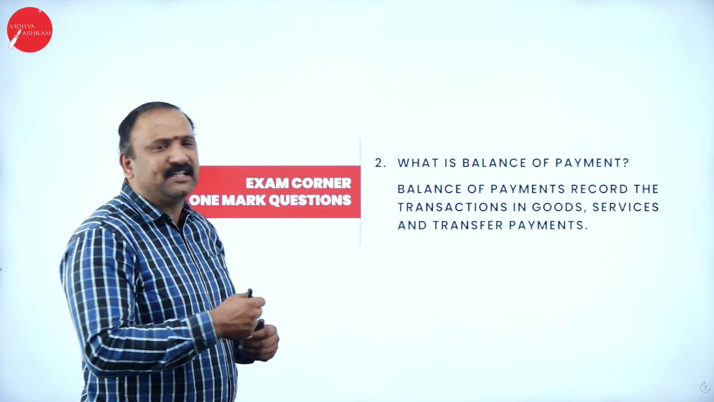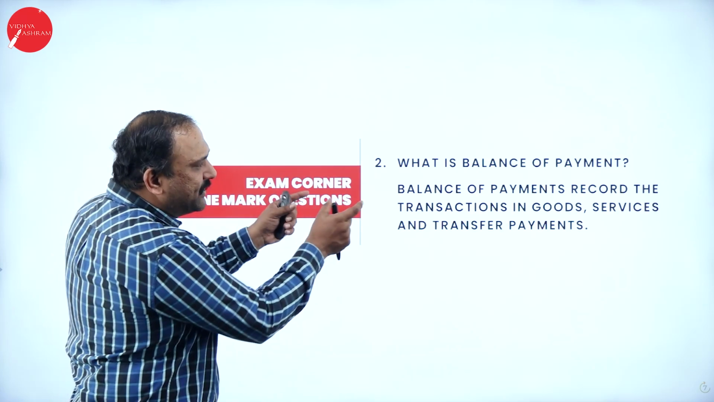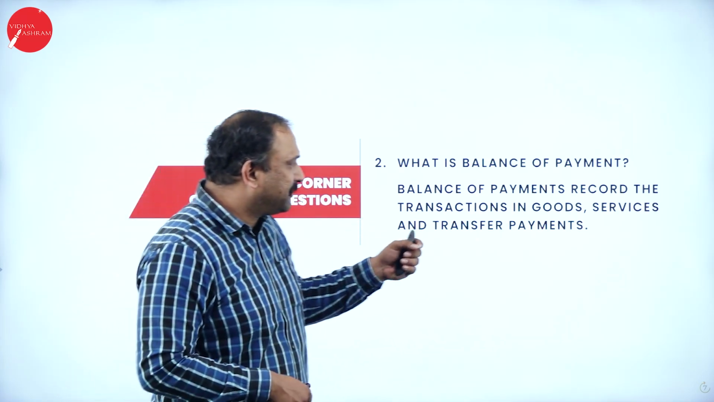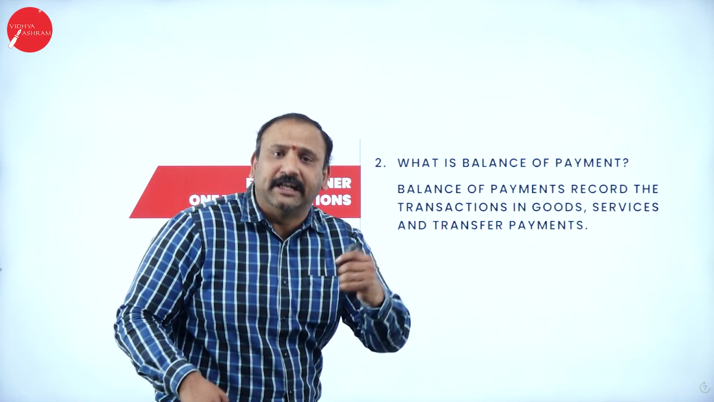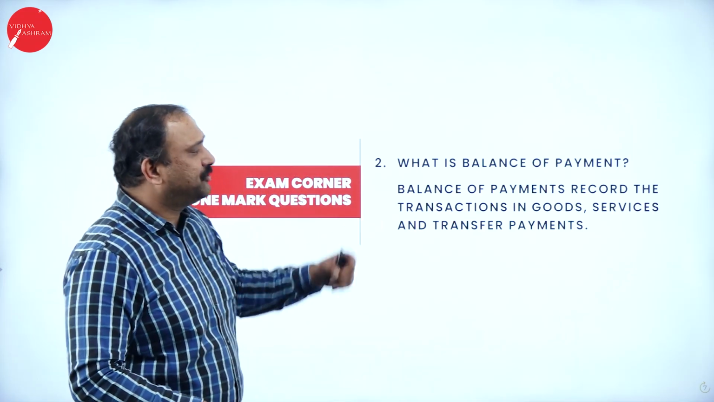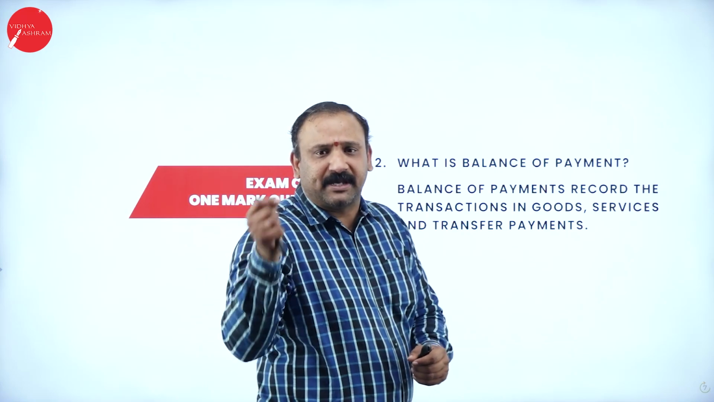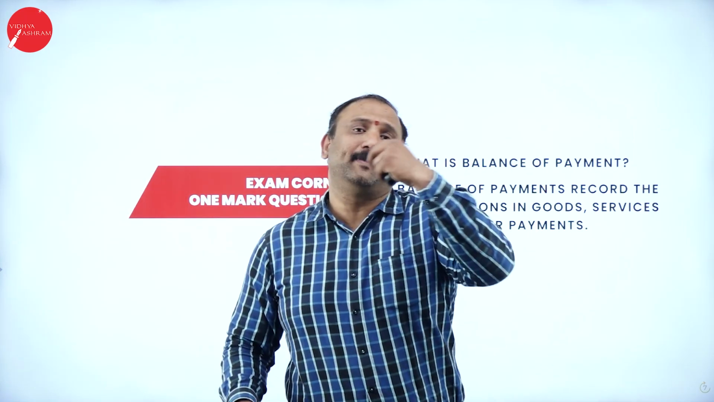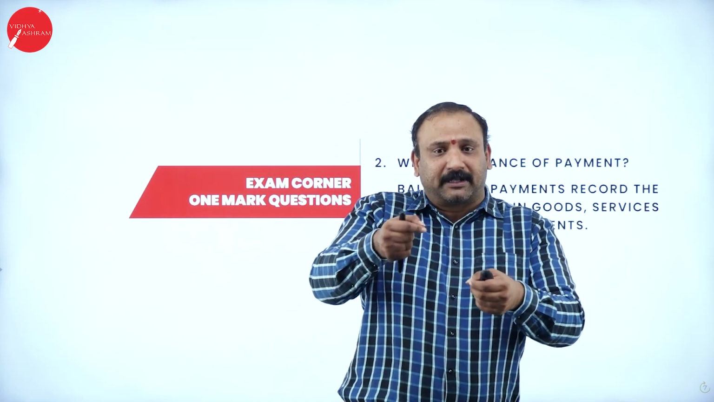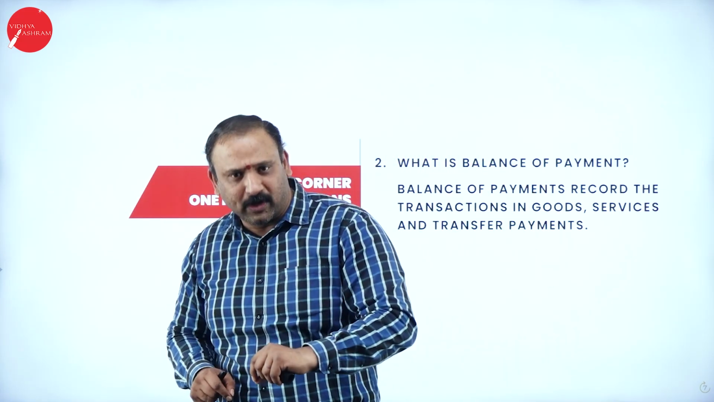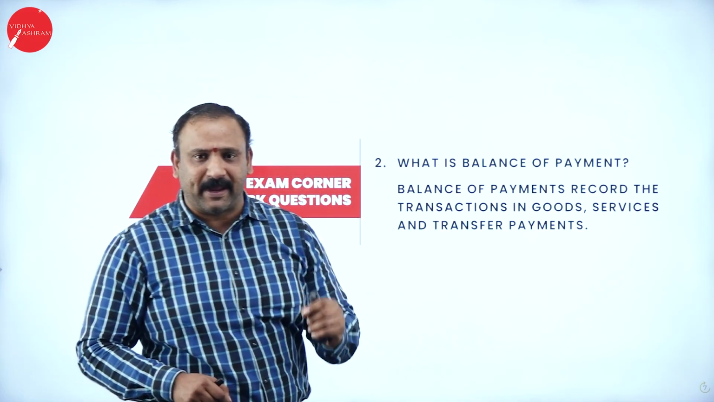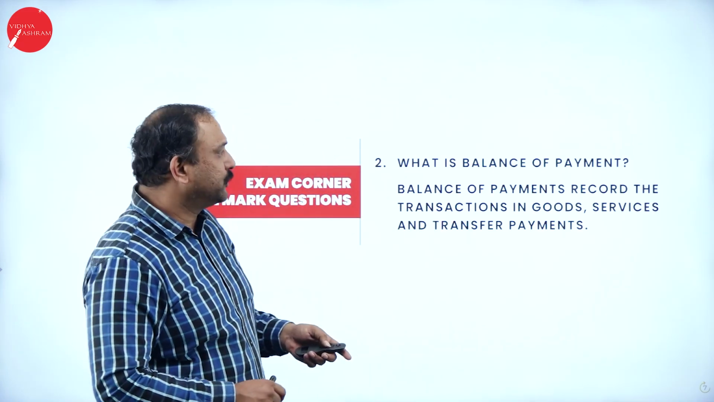Followed by balance of payment. The word itself is very simple here, balance of payment. So balance of payment records the transaction in goods, in services and transfer payments. Many a times there might be a situation where you might have paid less or you might have paid more. So we will keep a record of transaction between 2 countries saying that how much is in balance in terms of the payment, in terms of the records altogether.